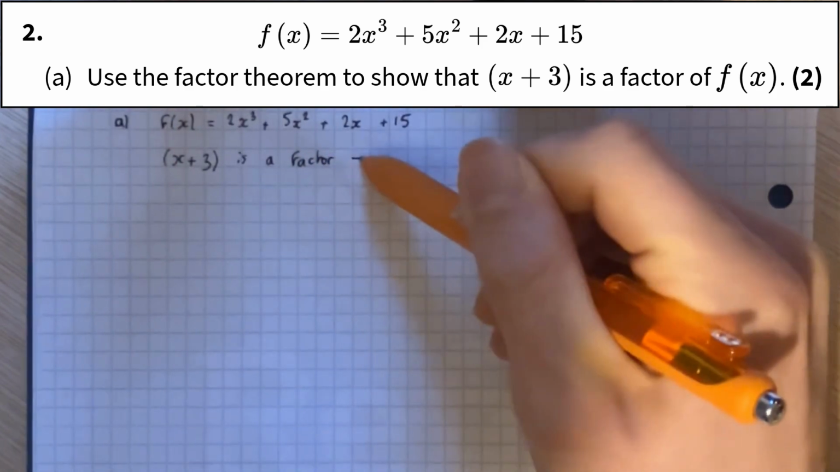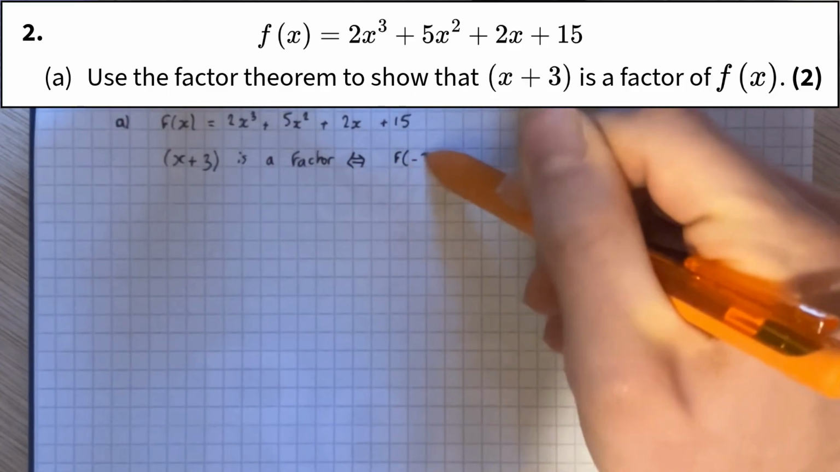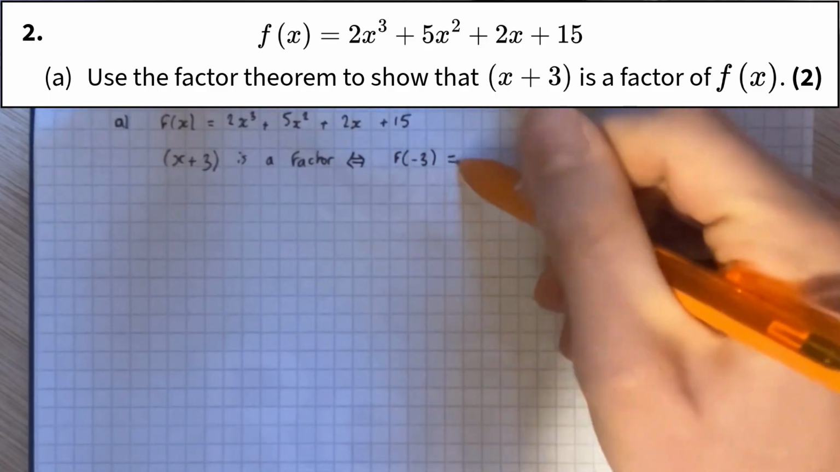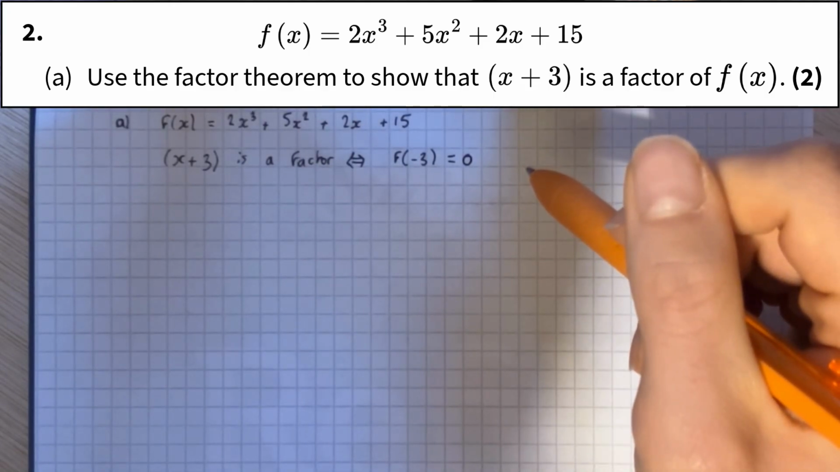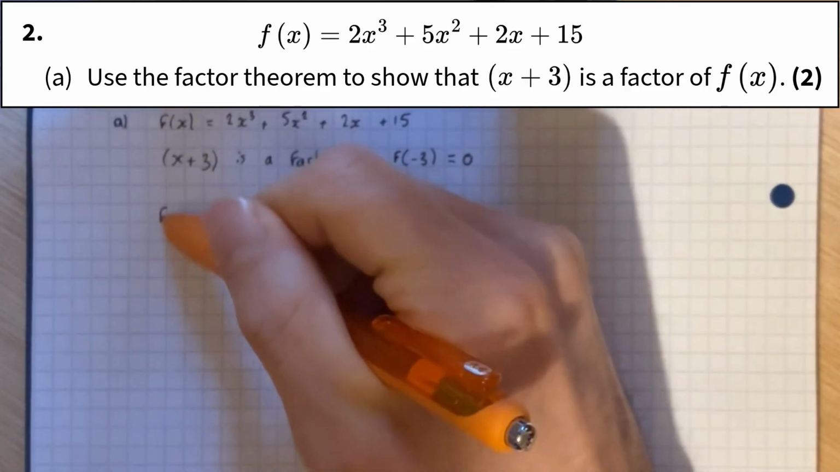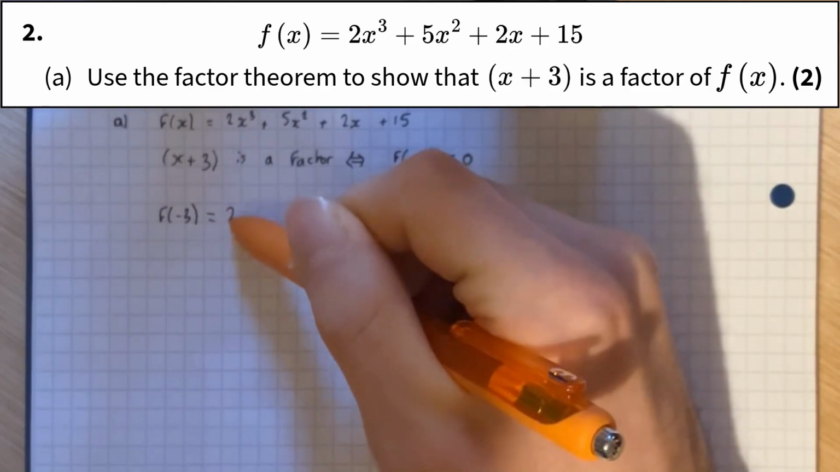then it means that f(-3), take the opposite of the thing next to x, must be equal to 0. And this works forwards and backwards. So what we're going to show is that if we substitute -3 into f, we get 0, and therefore it's a factor. So let's substitute -3 in.